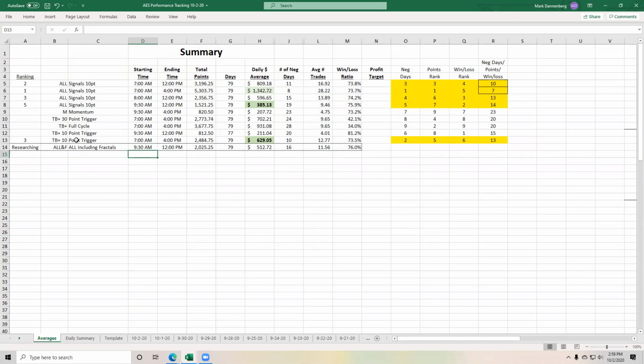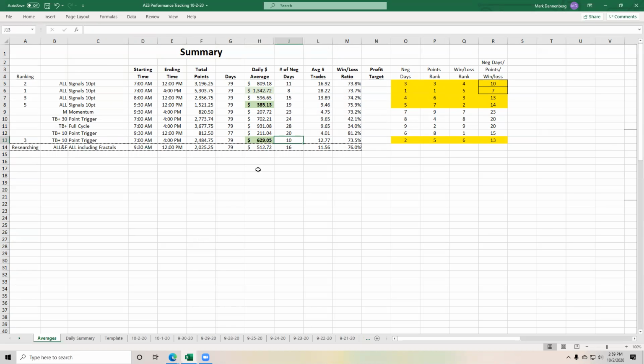First 79 days, the category that we translate into the personal trading plan, trading from 7 to 4, is averaging $629 a day trading 1 contract. There have been 10 losing days in that 79-day period. And this is the average.